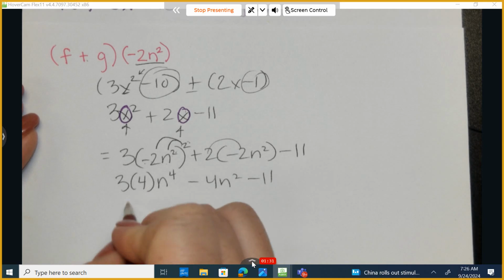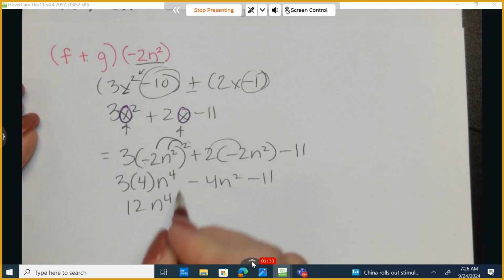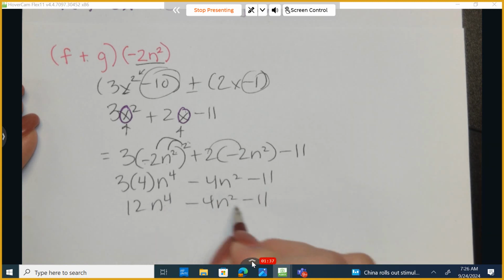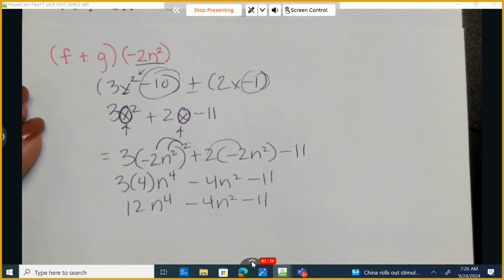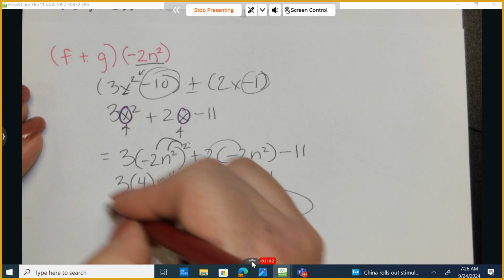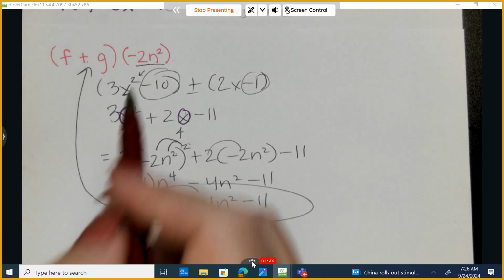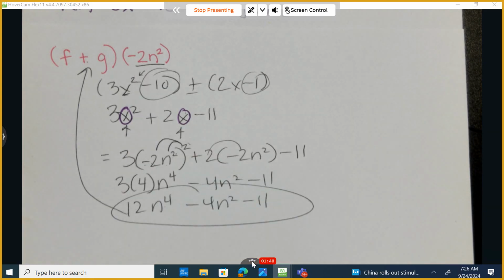Another question students asked me is, can I combine 12n to the 4th in this situation and negative 4n squared? These do not have the same exponents, so this would be the simplified expression for f plus g when we substitute in negative 2n squared.